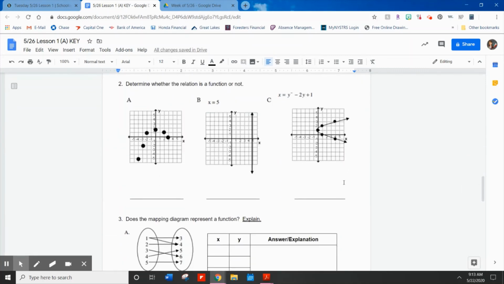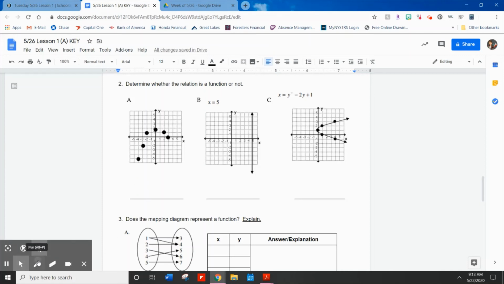All right, let's take a look at our graphs. So determine whether the relation is a function or not. So if we look at these ones, especially A, it looks kind of weird because they're just distinct data points. They are not a continuous function or relation. So continuous means that there's a line going through it, meaning it includes all the data points in between. It is not continuous here.